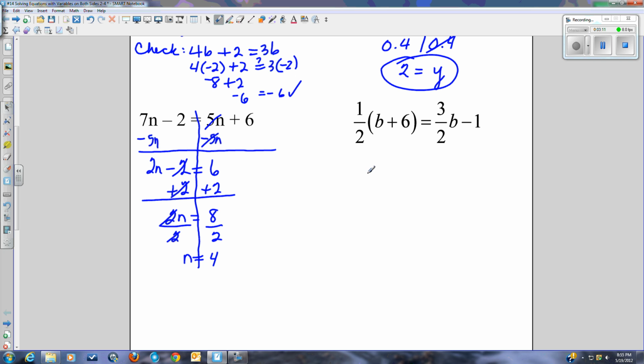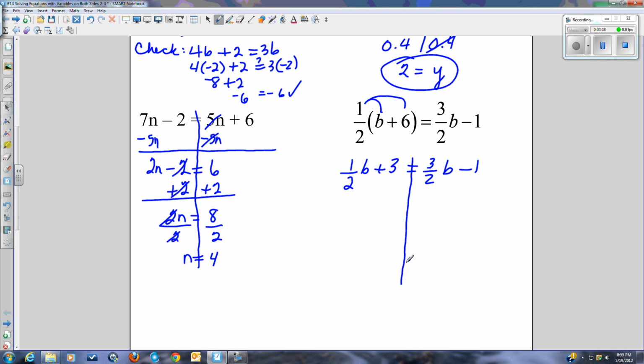This next problem has parentheses in it, so we want to get rid of the parentheses first, and we do that by using the distributive property. So when we multiply through the parentheses by a half, we have 1/2 b plus 3. 1/2 times 6 equals 3. And then we have 3/2 b minus 1 on the right-hand side.